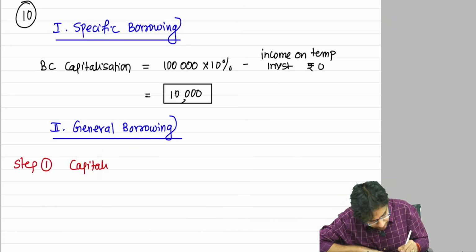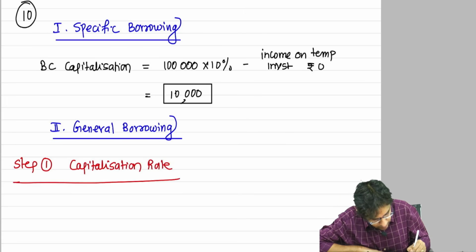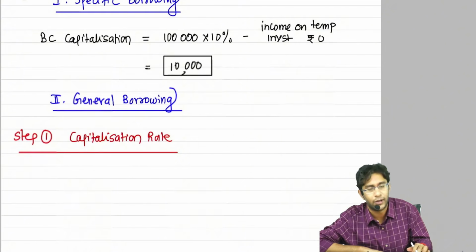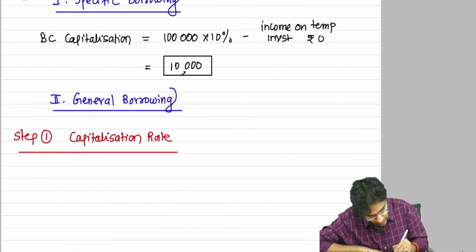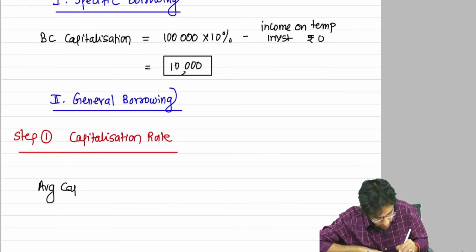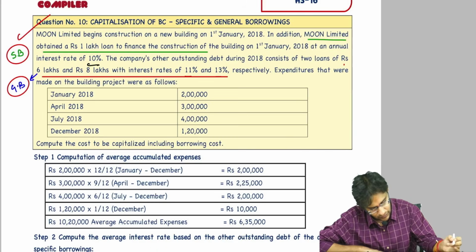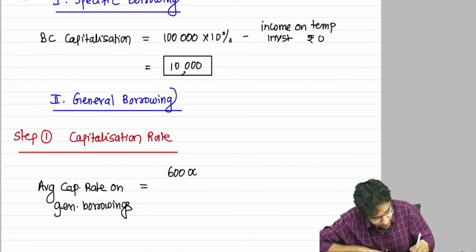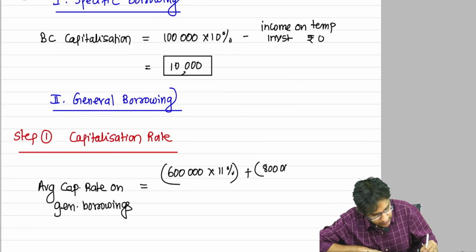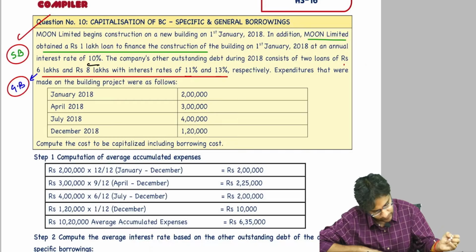First, work out a capitalization rate. Means average borrowing rate I want, sir, simply put. Average capitalization rate on general borrowings is equal to, how many borrowings did they give us? 6 lakhs and 8 lakhs. So on 6 lakhs, interest rate is 11%. On 8 lakhs, interest rate is 13%.